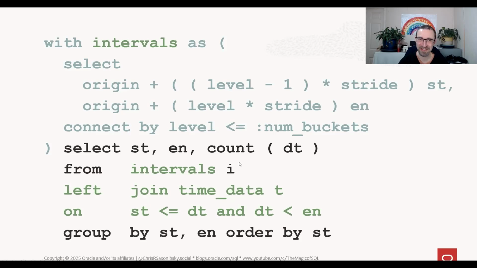Now, remember, it's an outer join. And we want to count the outer joined rows, we need to count a column from our time data, not count star. Otherwise, that will return 1 instead of 0. Okay, just thing to remember there.